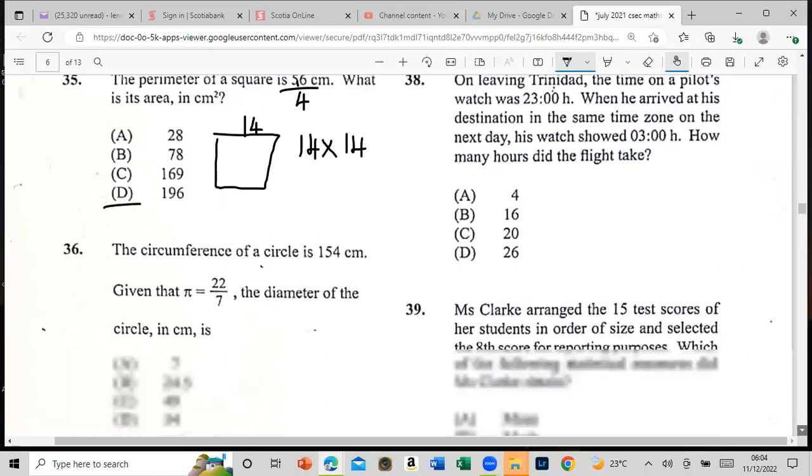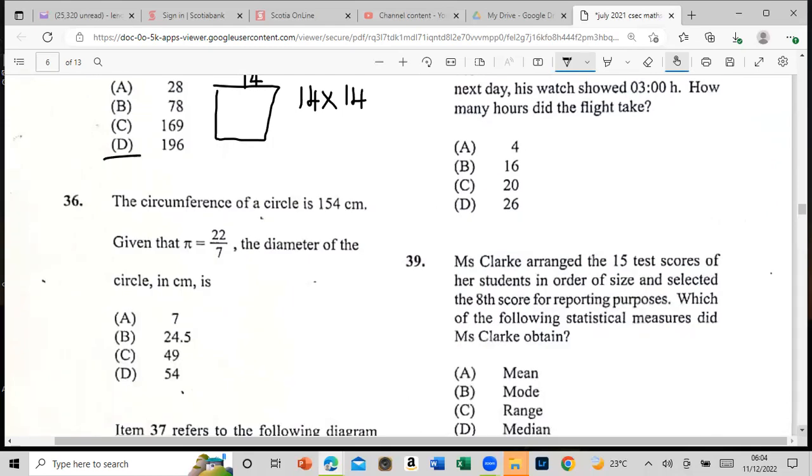The circumference of a circle is 154 centimeters. Given that pi is 22/7, the diameter of the circle is... Alright, so the circumference is equal to 2 pi r.